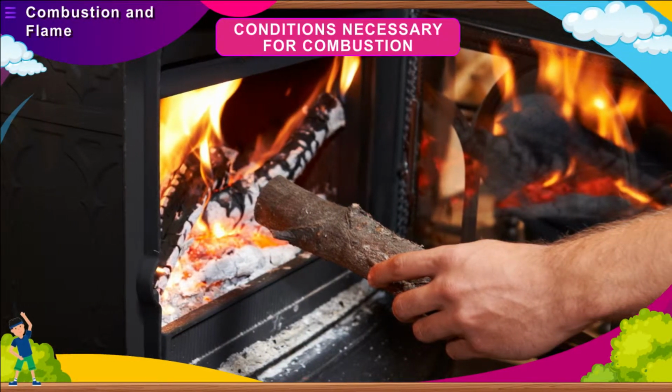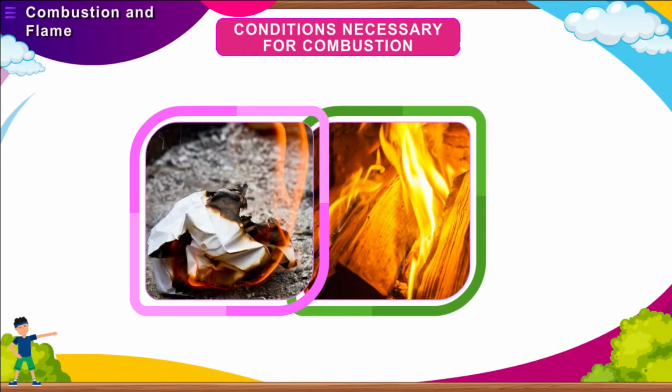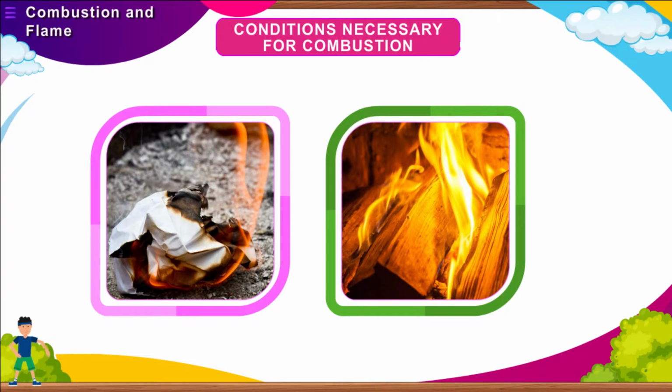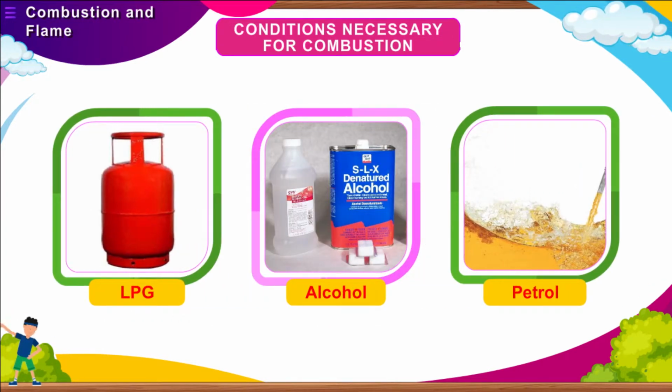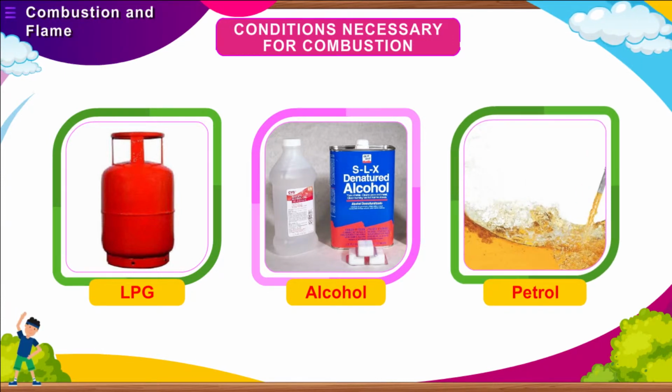Ignition temperature is the lowest temperature at which a substance catches fire. This temperature is different for different substances. For example, a piece of paper burns easily and very fast when lighted as compared to a piece of wood. This is because the temperature at which paper catches fire is lower than that of wood. Such substances with very low ignition temperature are said to be inflammable substances. For example, LPG, alcohol, and petrol. If the temperature of a combustible substance is lower than the ignition temperature, then the substance will not burn.